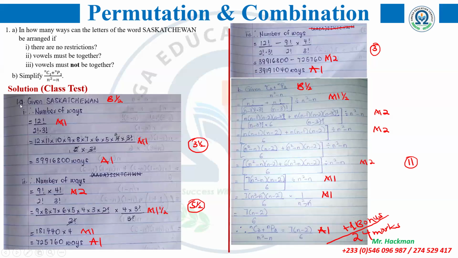So what do we have? Given your word, Saskatchewan. Now, if there are no restrictions, then your number of ways, which is what the question is looking for, will be equal to what? You count your letters: 1, 2, 3, 4, 5. If you count, you are going to get 12 of them. So it will be 12 factorial.